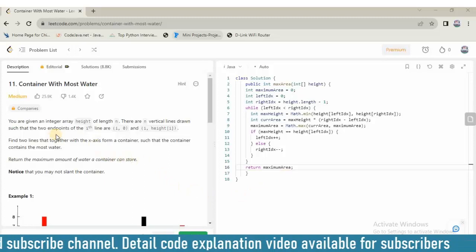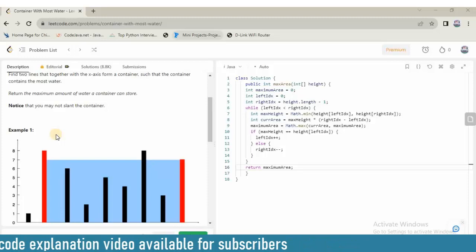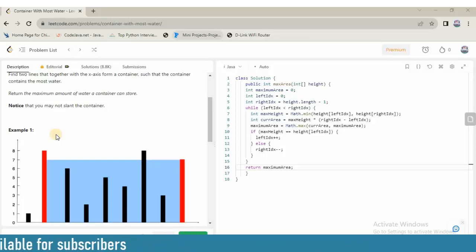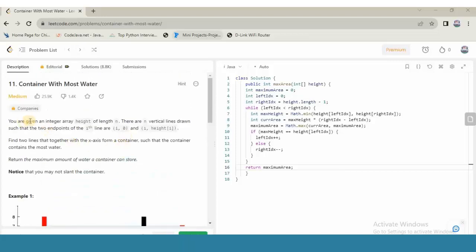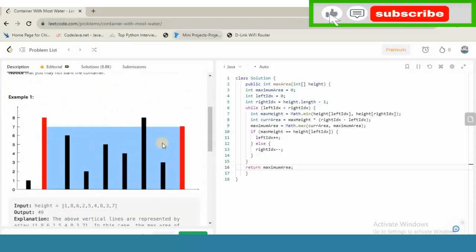So here there is a container. What level of water can the container hold in between the rods? You are given rods. In between these two edges, the maximum water must be taken, the maximum water that can be stored. You will be given an integer array, height, of length n, with n number of heights. In between them the water will be taken.